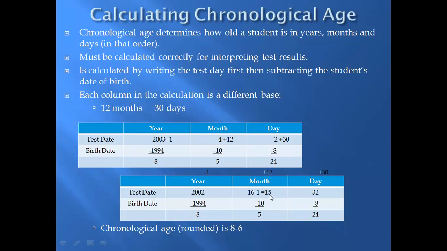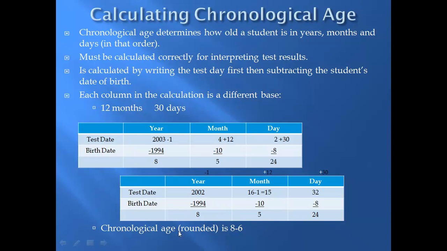And 15 minus 10 is 5. And then 2002 minus 1994 is 8. But then we want to round it up because we aren't going to really use those days. Very rarely, you'll find in a test, very rarely do you use the days. So we're going to round it up.